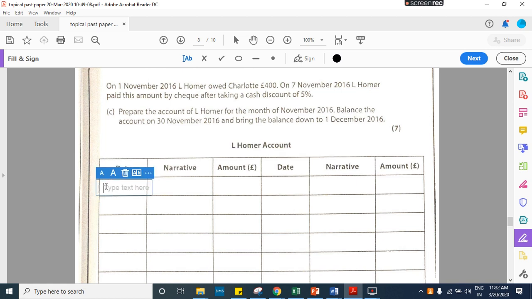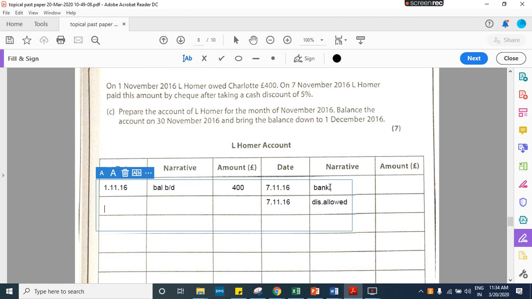Let's complete L. Homer's account. You have an opening balance on 1st of November 16, balance brought down, which is worth 400. And then on 7th, he's paying back this amount with 5% cash discount. So go to the credit side, enter the date, and he's paying by check. Therefore, you include it as bank. So we should find out how much he's paying. And on the same date, 5% cash discount. So let's enter discount allowed.